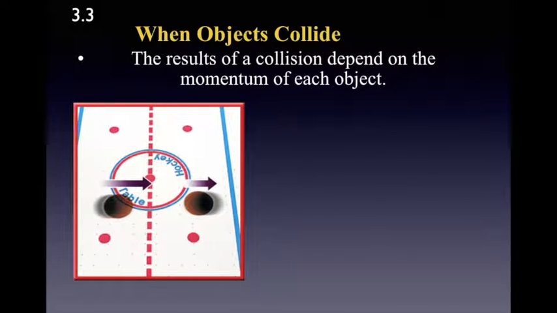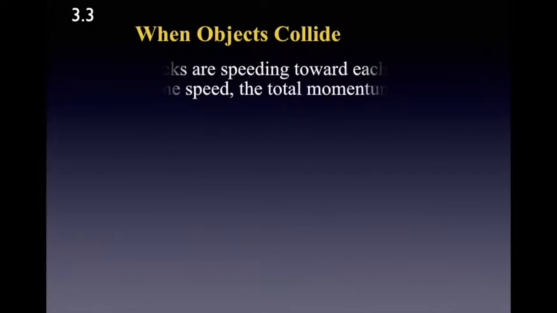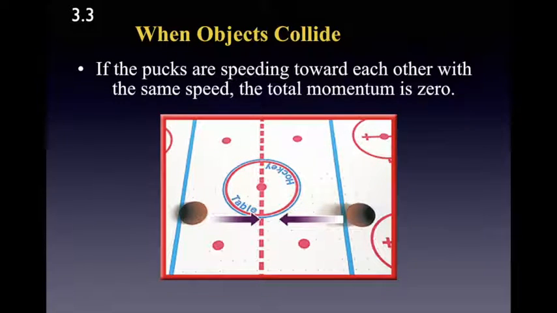When objects collide, the result of the collision depends on the momentum of each object. When the first puck hits the second puck from behind, it gives the second puck momentum in the same direction. If the pucks are speeding towards each other with the same speed, the total momentum would be 0.